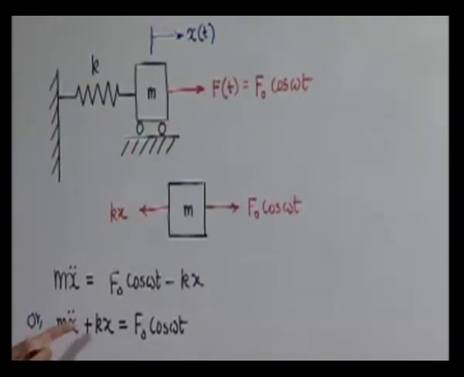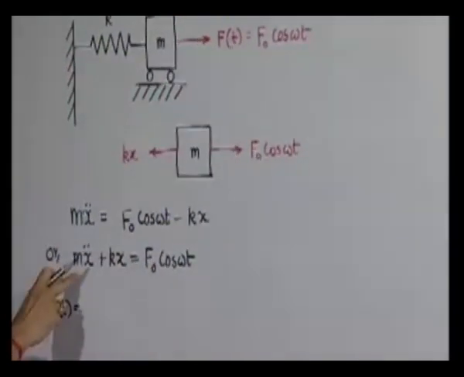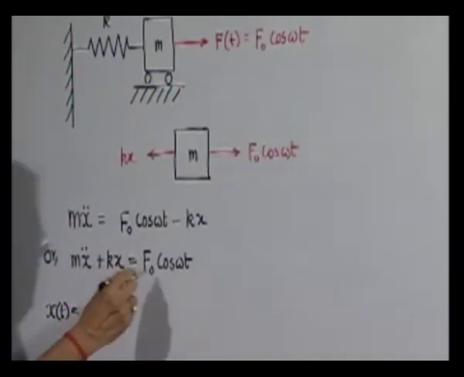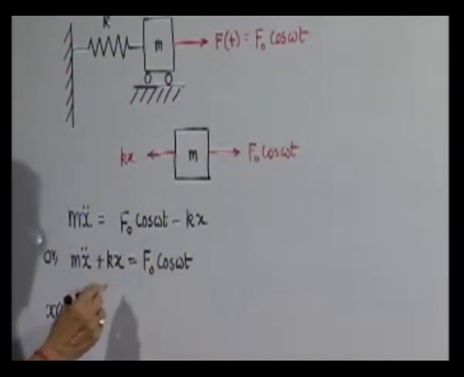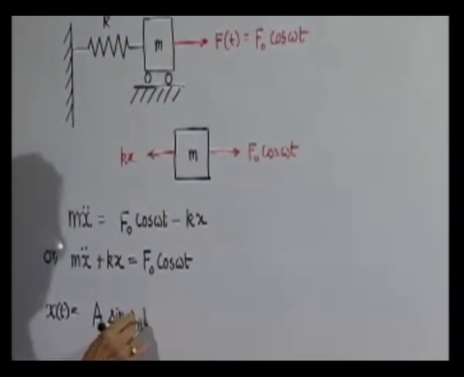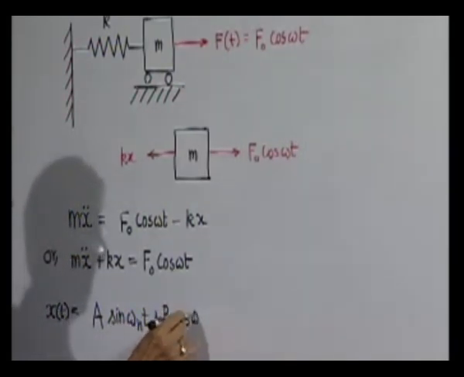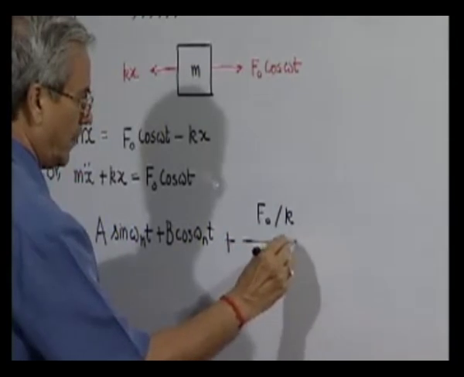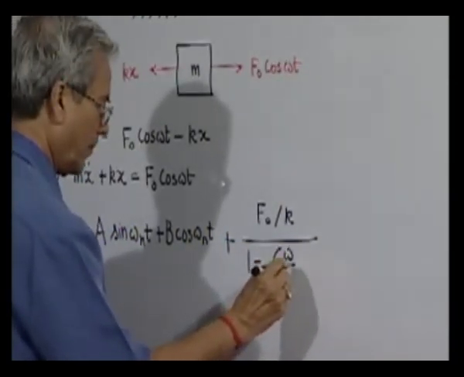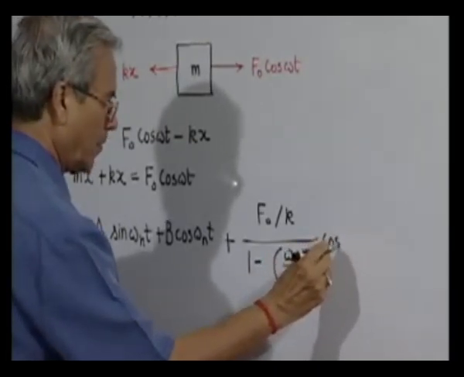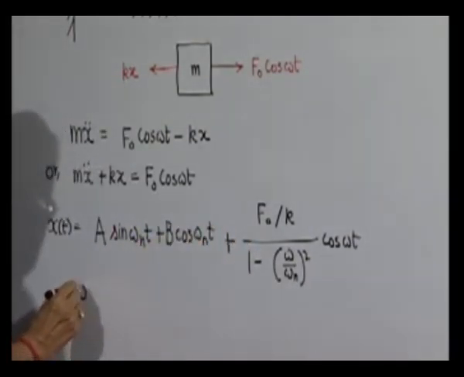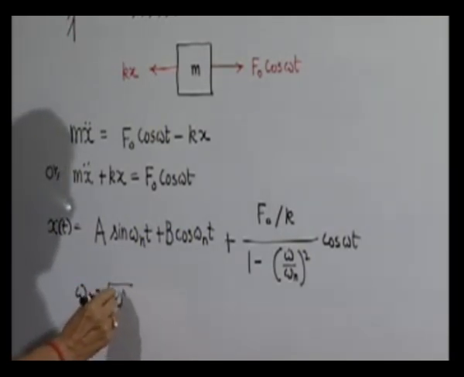two parts. One is the complementary function, that is the solution of the homogeneous part of this equation, m x double dot plus kx equal to 0, plus the particular integral, which for this case we have to find out. So the complementary function, that is the solution of the homogeneous part of the equation, we know already from our previous lectures. So this is the complementary function and this is the particular integral. Here of course, omega n is again the natural frequency of the system.